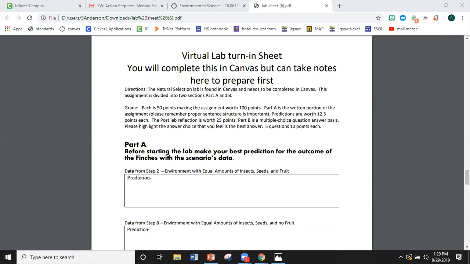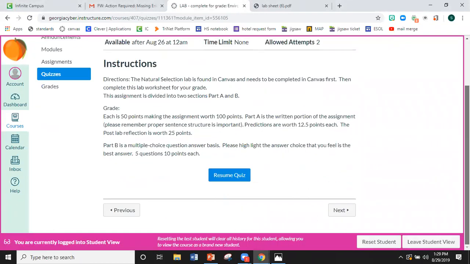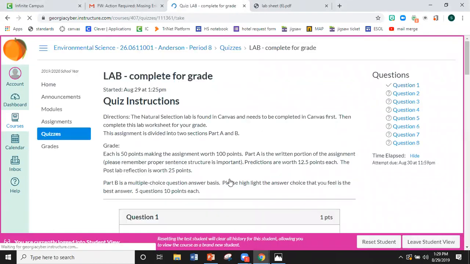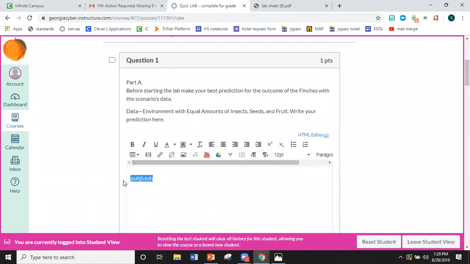This is why I wanted us to do it together, because it's kind of confusing this year. When you open this right here where it says lab complete for a grade, it has those 3 boxes. And you're going to type your answer. So whatever we jot down and answer on that sheet, you're going to type here.